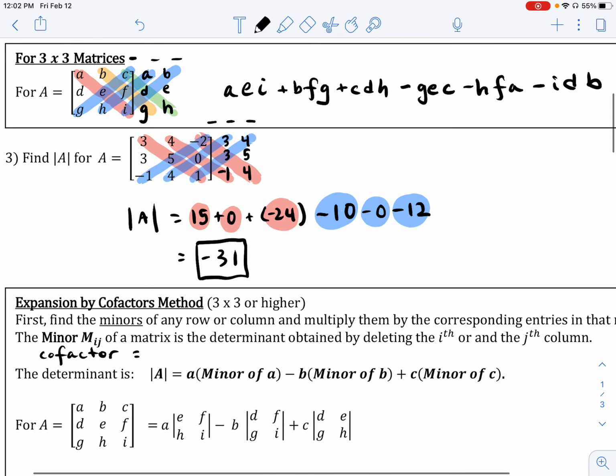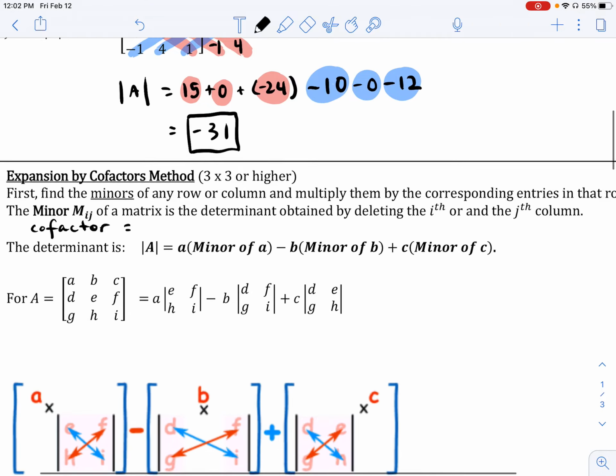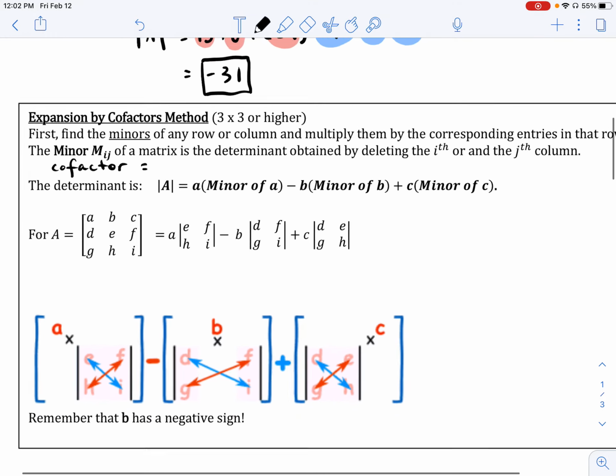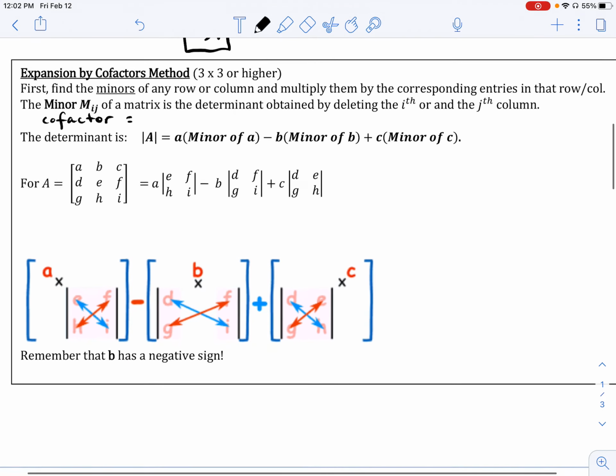Now, what happens when we're dealing with a matrix that is larger than a 3 by 3? The diagonals method is nice. It's actually pretty quick once you get the hang of it. But what about when we're dealing with 4 by 4s or 5 by 5s? Well, the obvious answer is we'll probably use a calculator then. But just so you know how we might actually approach something like that, it's called the expansion by cofactors method.